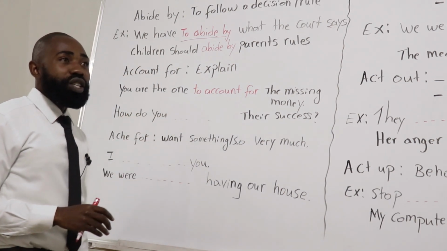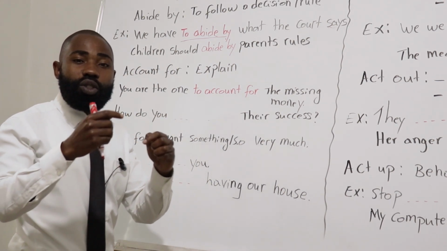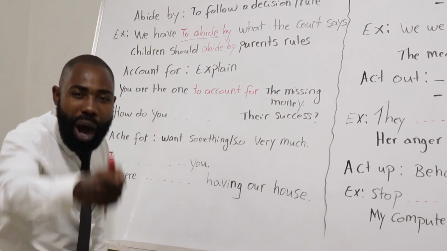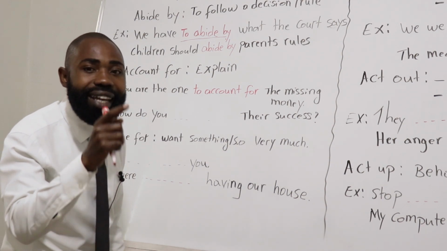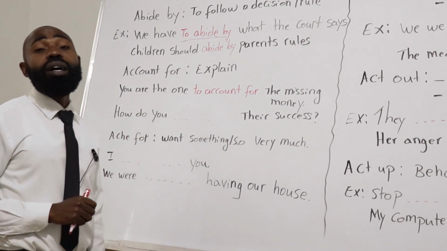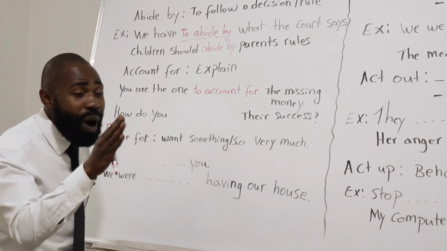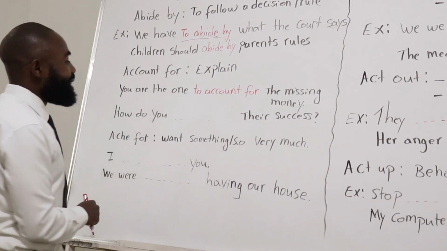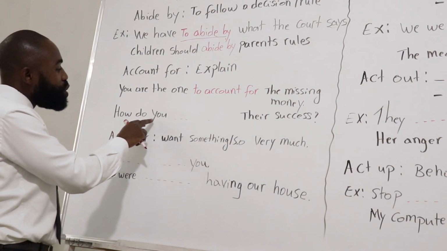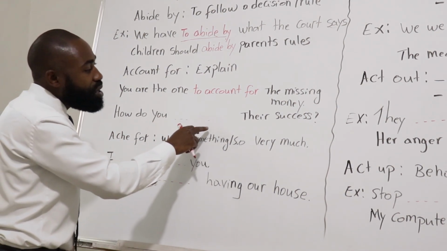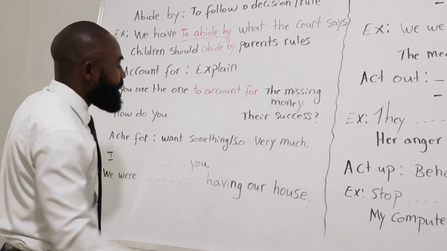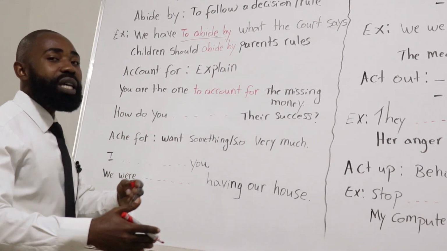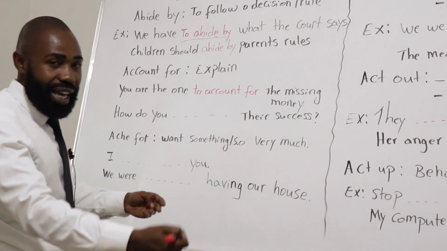You are the one to account for children's behaviors. Ugomba ni wowe ukwiye kuba wabazwa imyitwarire y'aba bana kuko ni wowe muhora muhorana. So then you are the one to account for. Okay? Next example is, how do you account for their success? Ni ukuvuga ngo ni gute usobanura ibyo bagezeho, success ni byagezweho.